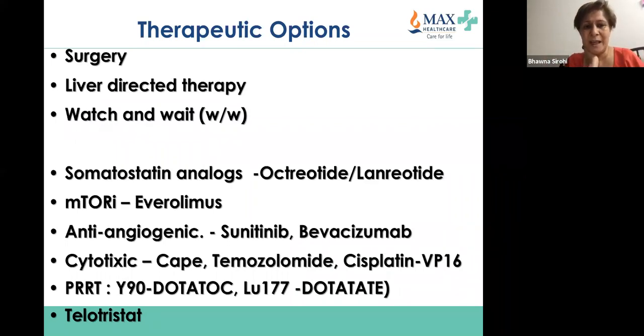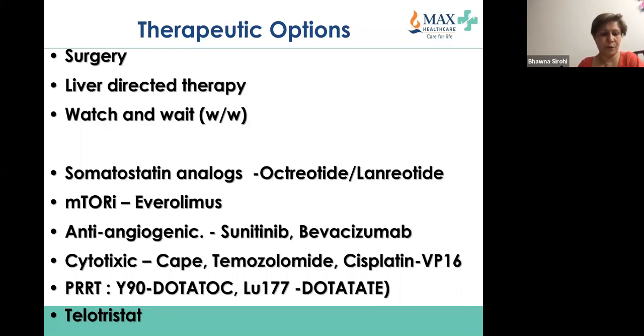So the top three I won't talk about, because surgery, I may show some studies down the line which show that patients who do undergo surgery, even with metastatic disease, have a better outcome. Liver-directed therapy also I will touch on towards the end. And there is a lot of debate about whether you should do transarterial chemoembolization or just do transarterial embolization or just do radioembolization. So I will talk a little bit about that as well towards the end.